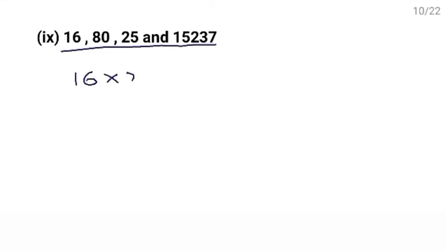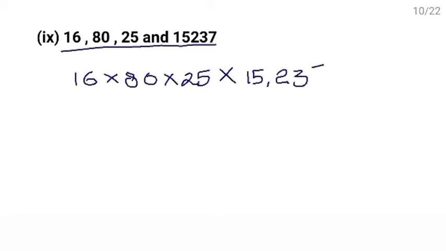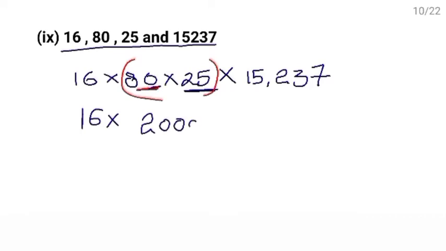16 multiply 80 multiply 25 multiply 15,237. This is a multiple of 5 and this is also a multiple of 5. This is also an even number. So we can easily multiply them now. 16 as it is, multiply 25 8s are 200 and then we have 1 zero. Multiply 15,237. Students, now we can easily multiply them.